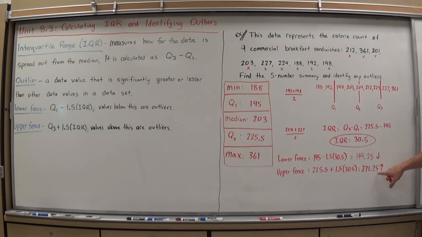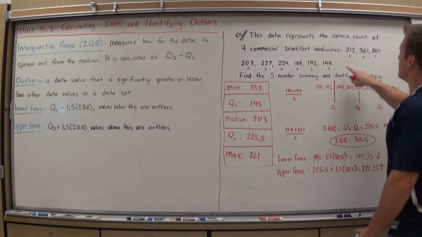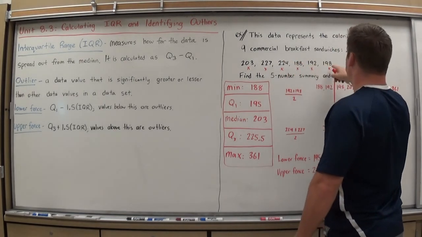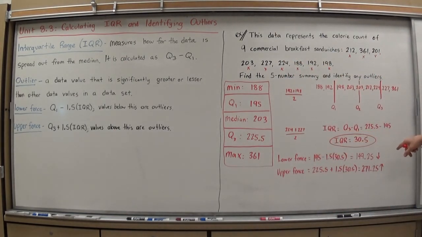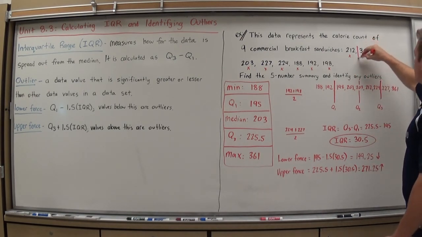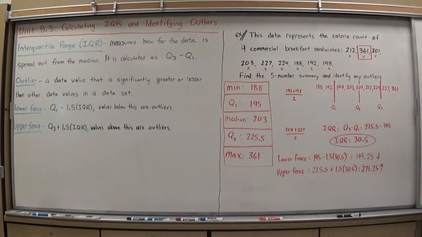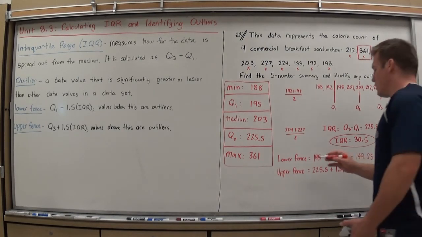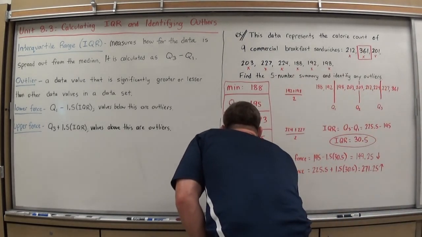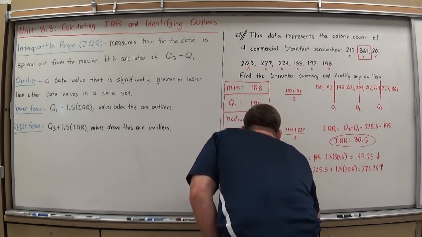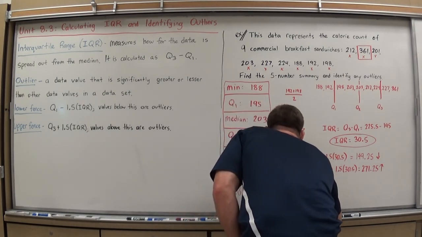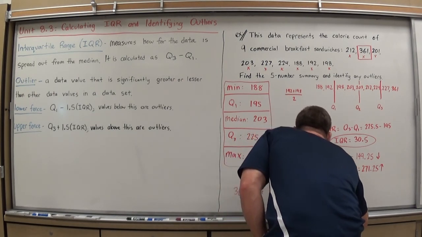So now I can go back to the data and just look for any that fall in this category. So is there any numbers less than 149? As I look, no. So there's no outliers that were produced from the lower fence. For the upper fence, is there anything above 271? Well, 361 is. So what that tells me is 361 is a little too far. It's above that upper fence. It doesn't really fit in with the rest of the data. So now I can say the 361 calorie sandwich is an outlier.